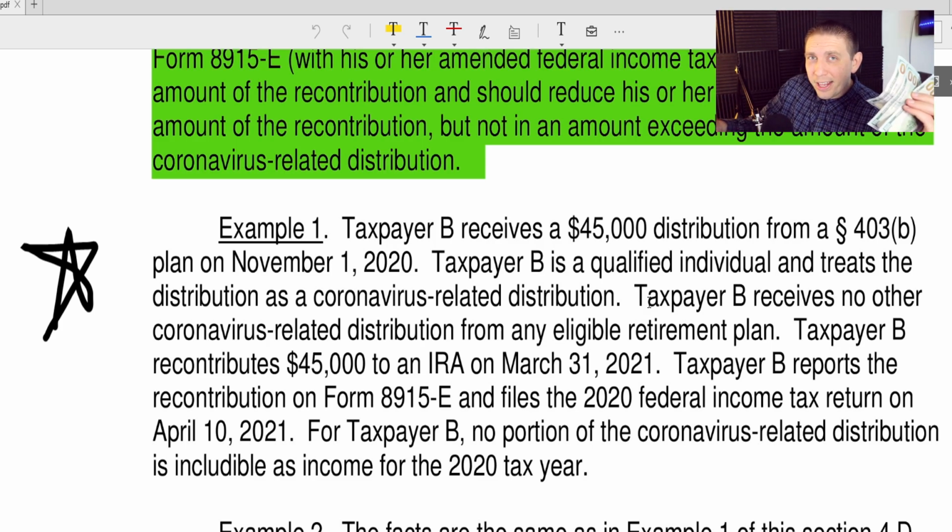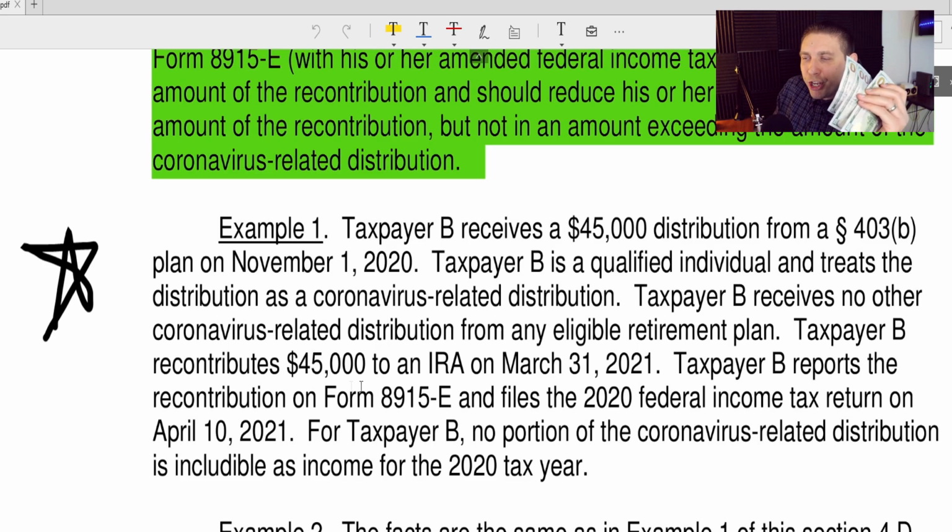Is that before the filing due date for his tax return? Yes, because the 2020 return is scheduled to be due. The first initial filing before extensions is April 15th of 2021. They've recontributed the money before the filing date.